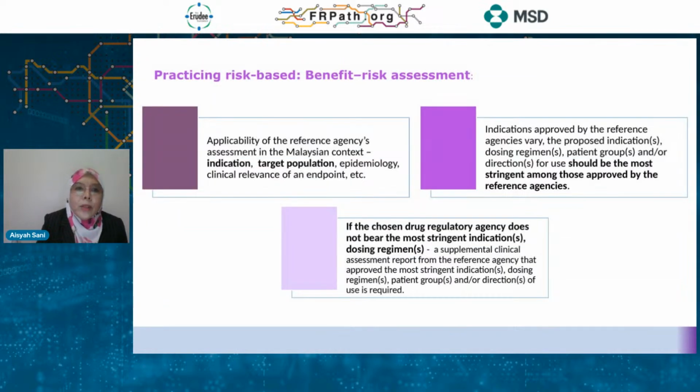Next, for benefit-risk assessment, we look into the applicability of the reference agency assessment in the Malaysian context, particularly on the indication, target population, epidemiology, and clinical relevance of an endpoint. At the same time, in the case whereby the product has been approved by several reference agencies, we also compare the indications approved by those agencies. If there are differences between the reference agencies' approvals in terms of indication, we will recommend the indication and posology to be the most stringent among those approved by the agencies, after looking into the clinical assessment reports of the relevant reference agencies.